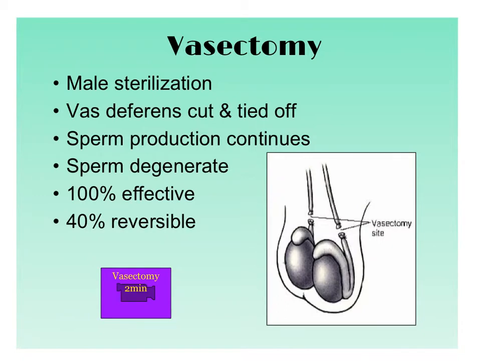And here's the technique, the male sterilization technique. It's called a vasectomy, and that is where the vas deferens is cut and tied off. So you can see it right here. The vas deferens is cut so it does not allow any sperm to be released from the body.